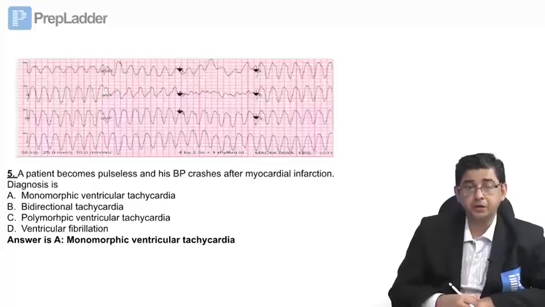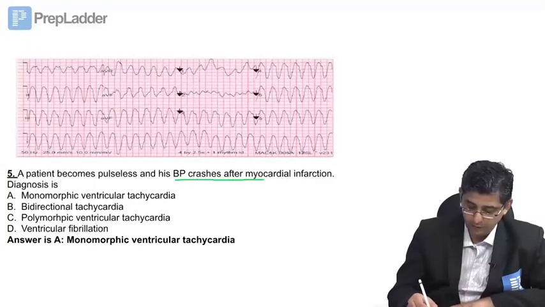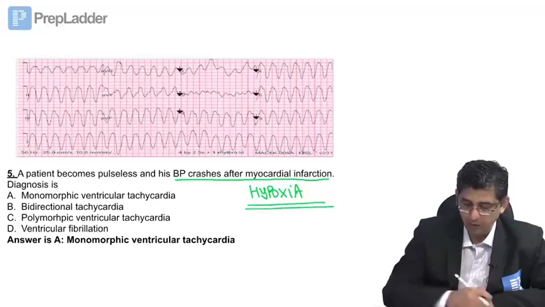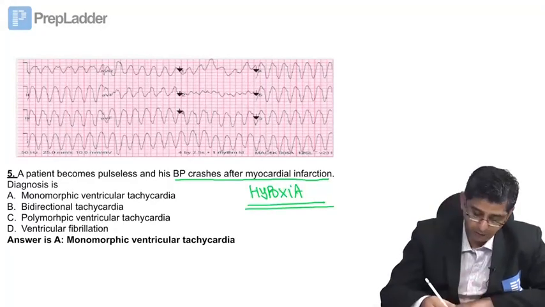A patient becomes pulseless and his BP crashes after myocardial infarction. After myocardial infarction, hypoxia would be the cause. One of the causes why BP can crash after MI is ventricular fibrillation. Second is ventricular tachycardia. In this particular ECG, you can see broad complex QRS.